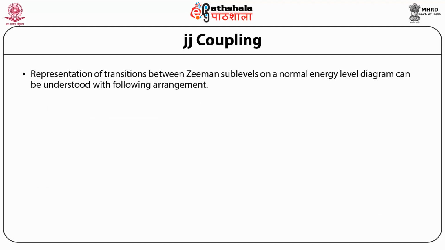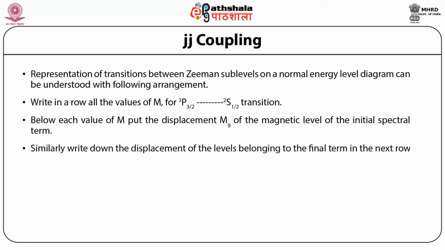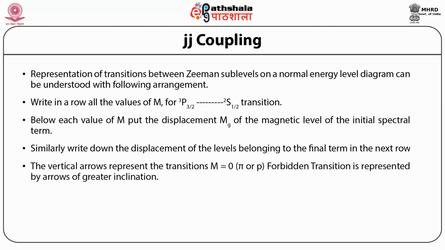Representation of transitions between Zeeman sublevels on a normal energy level diagram can be understood with the following arrangement. Write in a row all the values of M for the 3P3/2 to 2S1/2 transition. Below each value of M, put the displacement mg of the magnetic level of the initial spectral line. Similarly, write down the displacement of the levels belonging to the final term in the next row. The vertical arrows represent the transitions. M equal to 0 means pi or P. A forbidden transition is represented by arrows of greater inclination.